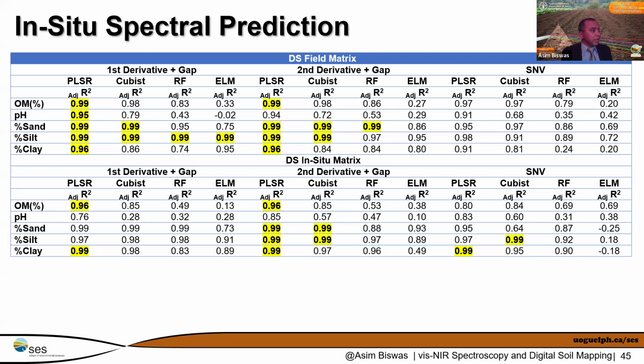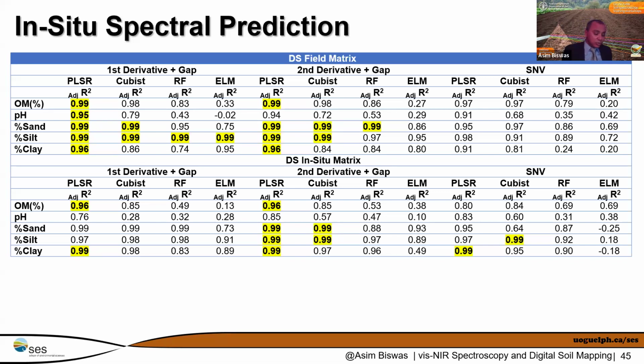So for in situ spectral prediction, we have again a busy graph: the first derivative gap, DS field matrix on the top table, and the bottom table is DS in situ matrix, with three different pre-processing techniques and four different modeling approaches as well. You can see quite a high amount of prediction, but we're worried that the prediction may be impacted by the number of samples we had.